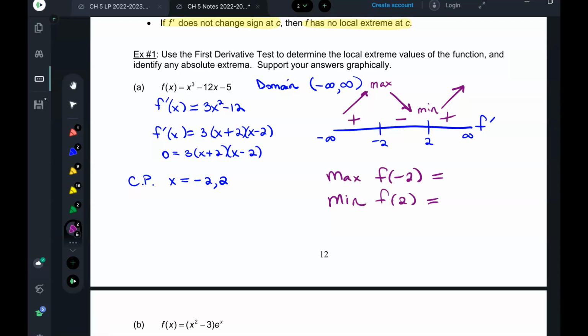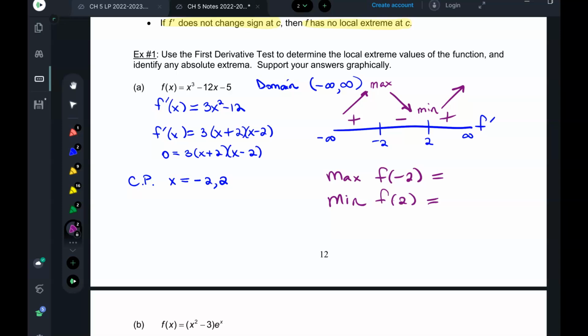Especially on the quizzes and the tests, I will ask you for the absolute max and the absolute min. Otherwise, if I don't specify, then just say max or min. It's really fine. Okay, so what do we do when we're actually finding the maximum and the minimum values?